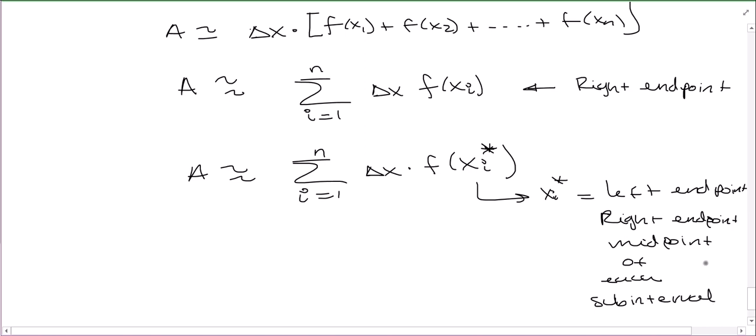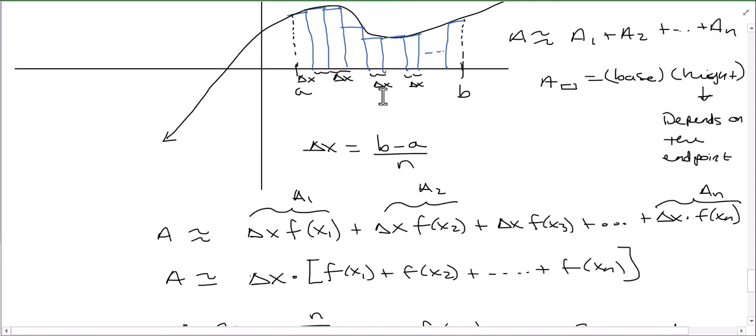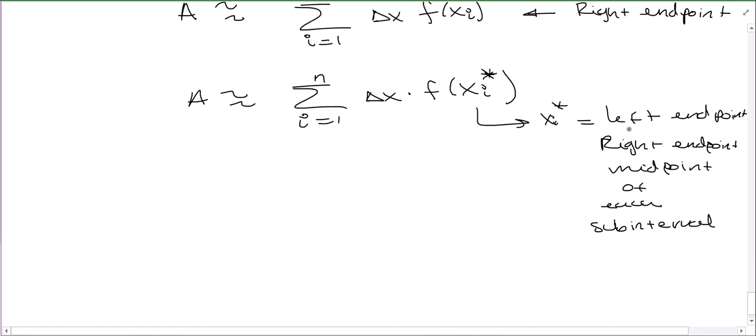What do I mean by subintervals? Right, our big interval is A to B, so that's the interval. The subintervals are these little ones from A to x1, x2, x3, and so on. So that's what this is. So x sub i star then refers to which endpoint are you using to find the height of the rectangle. Are we using the left endpoint, or are you using the right endpoint, or are you using the midpoint? But the general format would say x sub i star in order to find the area.